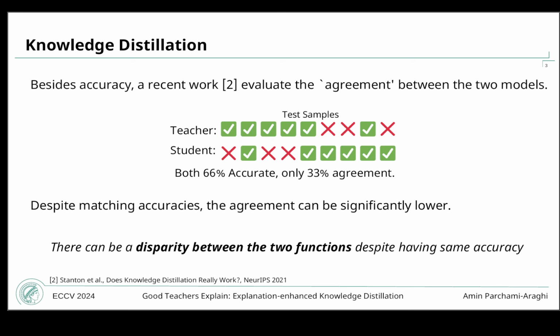Well, a recent work looked beyond accuracy and measured the agreement between the two models. That is, how often do the teacher and student give the same predictions for the same input. The authors discovered that despite matching accuracy, the agreement can be significantly low. Here we demonstrate this with a simple figure where both models are 66% accurate, yet they only agree on 33% of the samples. This observation indicates that there can be a disparity between the two functions.